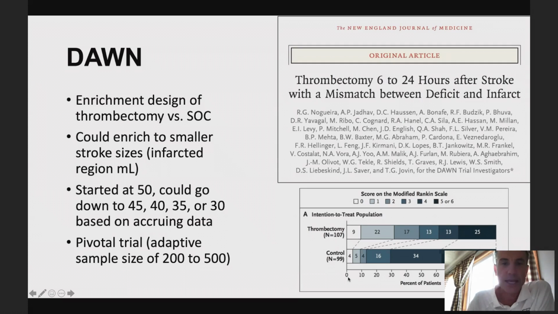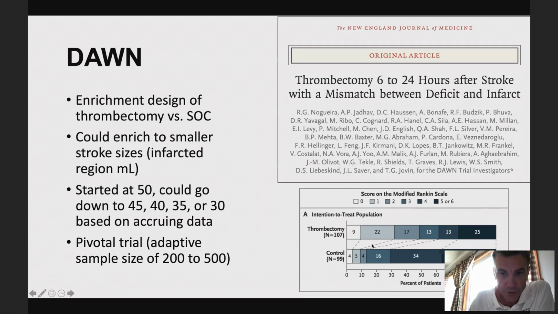And this could happen anytime during the course of the trial. So this was an enrichment design where the data could change the enrollment criteria. It turned out that the device was incredibly effective in all patients and all stroke sizes. So you can read the New England Journal article about this.